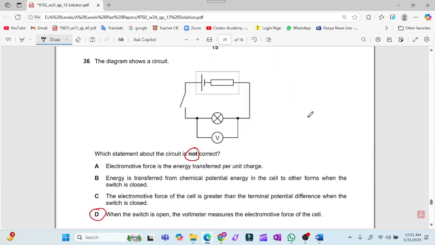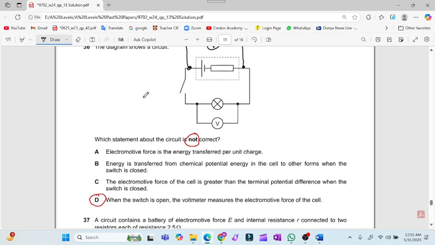Now for question number 36, the diagram shows a circuit. Which one is not correct? When the switch is open, the voltmeter measures the EMF of the cell. This is not possible. If you want to calculate the value of the EMF of the cell, you have to connect the voltmeter in parallel across the cell or the battery. So option D is the valid option.